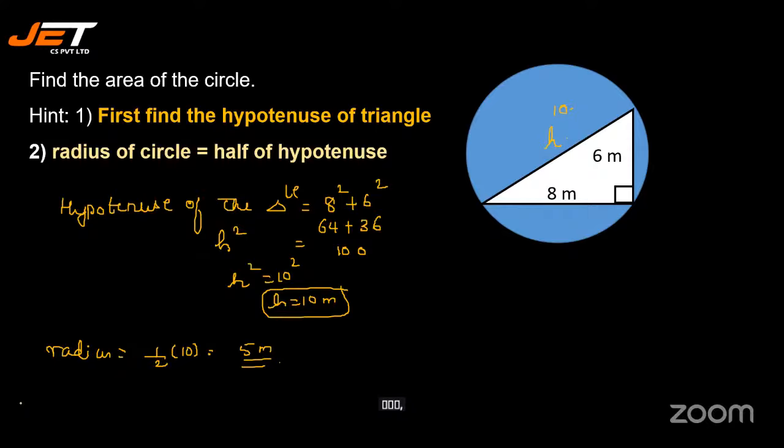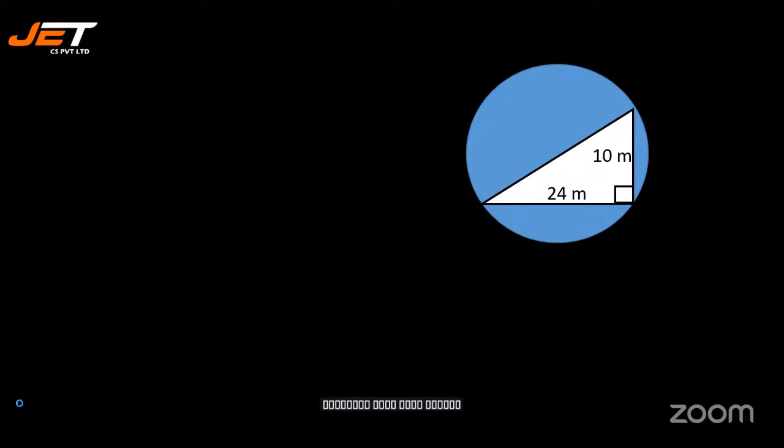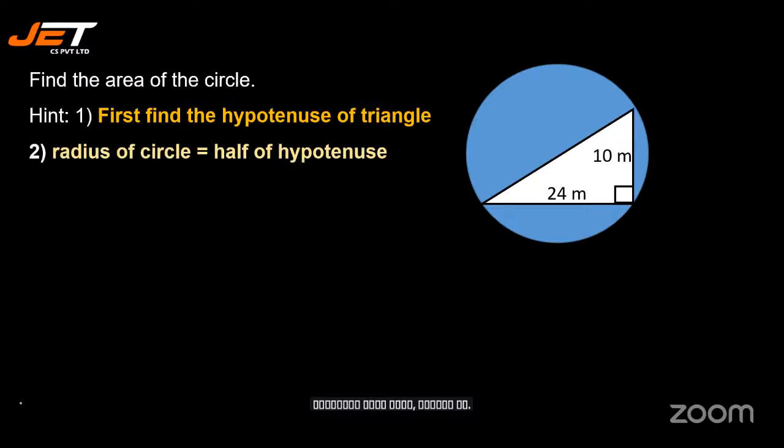Now let's move on to the next question. Find the area of the circle. So as we said, this is different. Find the hypotenuse of the triangle. Then half the hypotenuse would give the radius. So same again, let's keep hypotenuse as h. So h square is equal to 10 square plus 24 square.